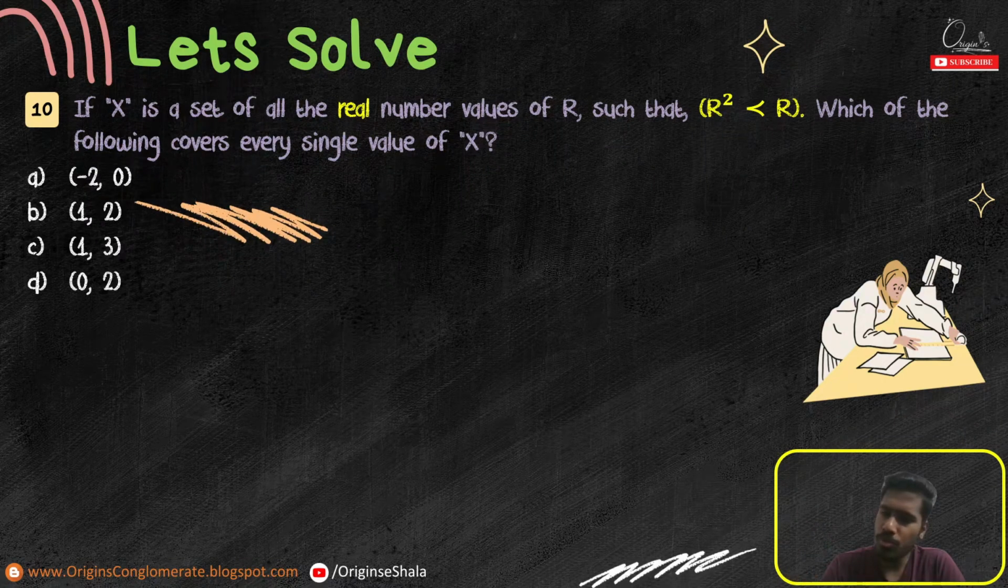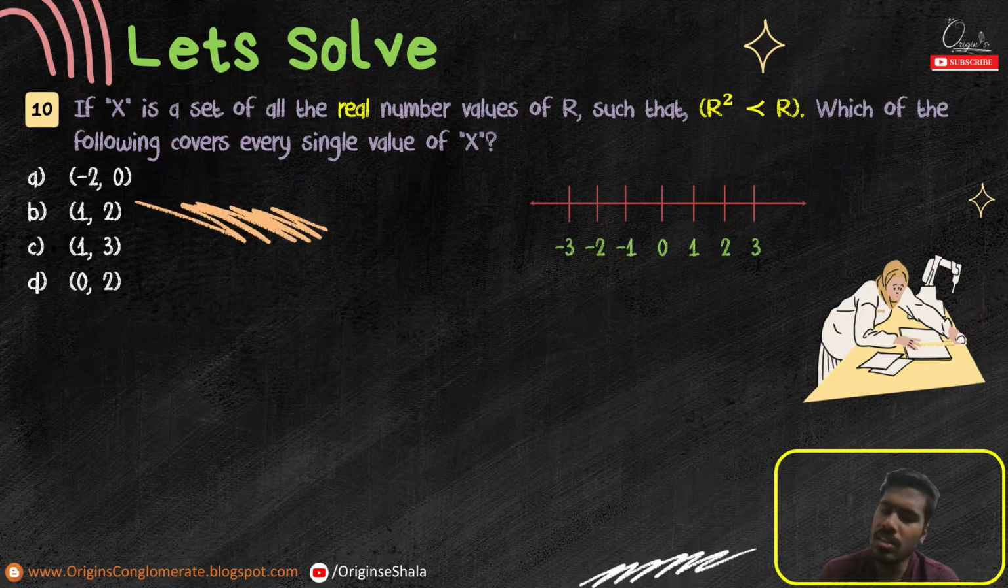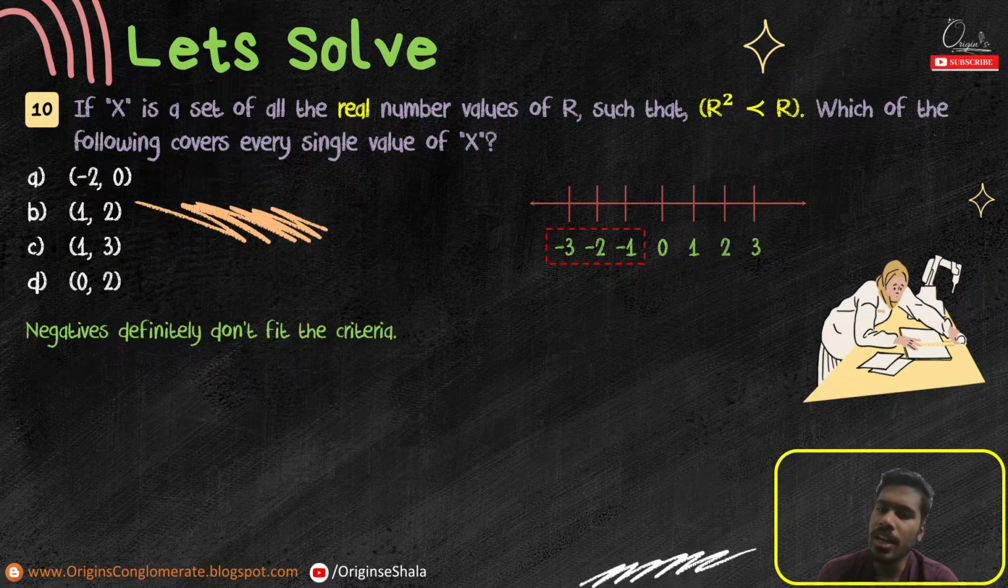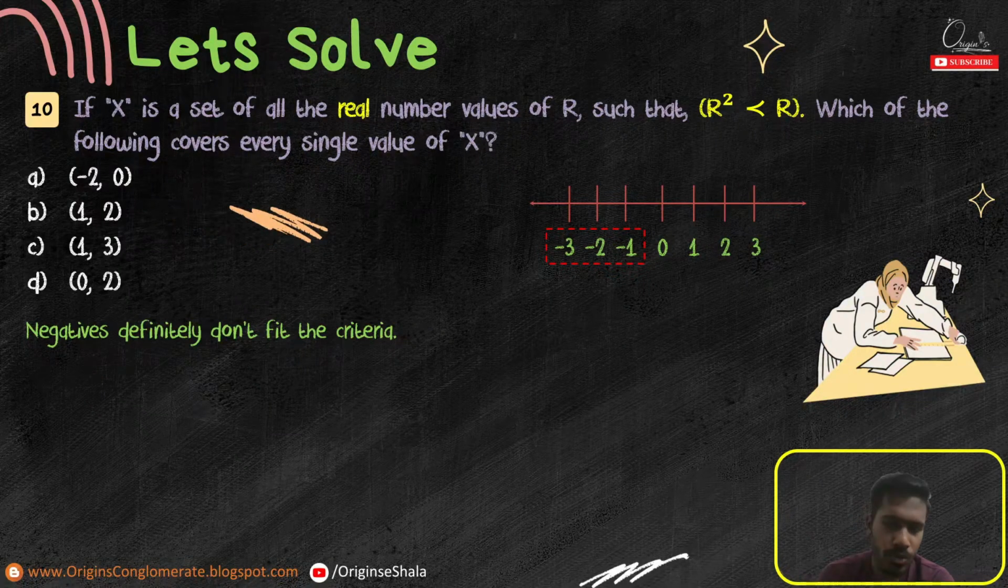I'm sure many of you might be struggling, but let's focus on the r square less than r part first. What I need to know is, real number values of r, that means r has to be a real number, and it should follow this operation that when I square it, it should be less than the original value. Now, if you know about the number tree, then if I think of negative numbers, obviously when I try to square them, the value will be greater than them, not less than them. I need less than. So negatives are out of the picture.